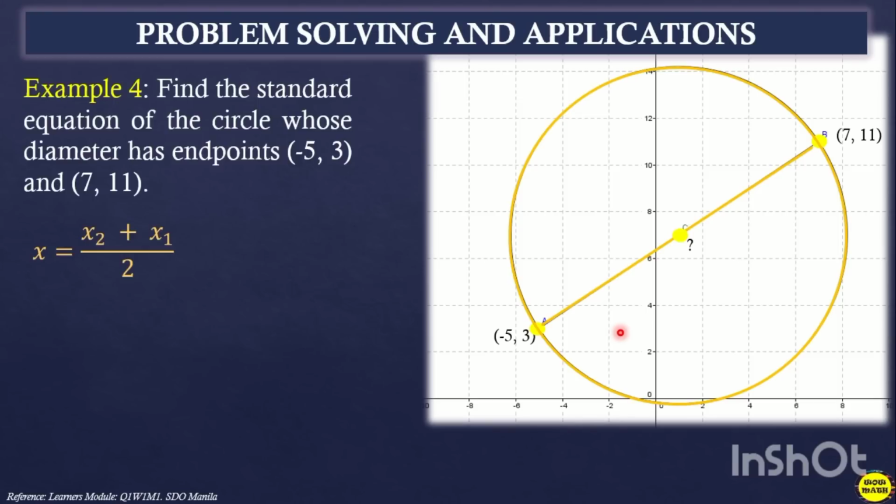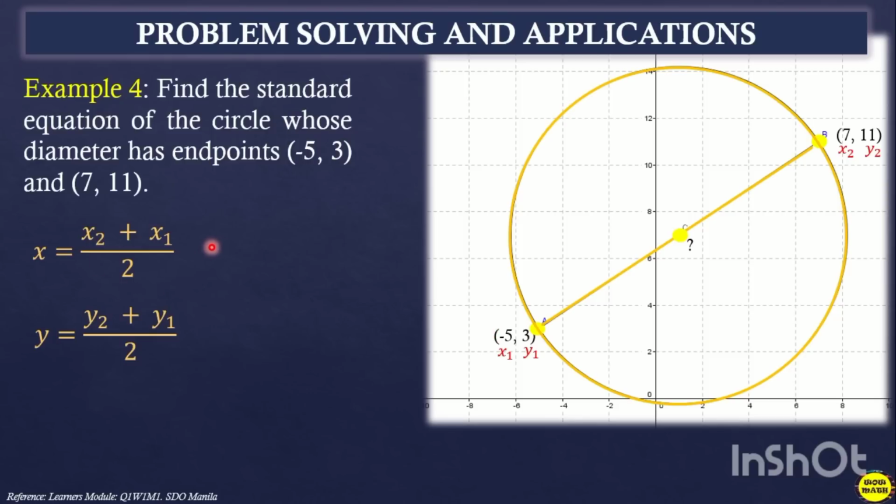So, x sub 2 plus x sub 1 over 2. And then yung y, para makuha natin, that is y sub 2 plus y sub 1 over 2. Ililabel lang natin itong negative 5 and 3 natin, saka yung 7, 11. So, si negative 5, that is our x sub 1. Yung 3 natin, that is y sub 1. Si 7, that is our x sub 2. And yung 11 naman is yung y sub 2 natin. And then, substitute all of this sa formula natin.